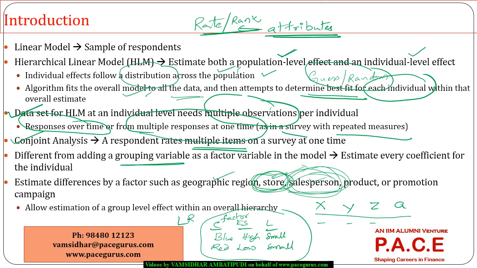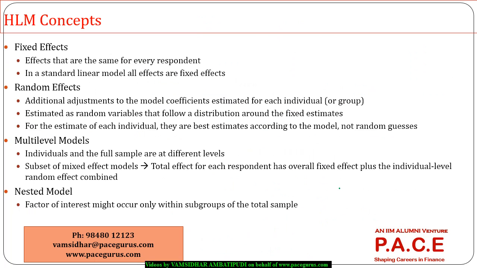The reason why we are calling it hierarchical is that at one point there is an overall model, more and more relating to the entire group, and on the other side we have an individual-level model built after the overall population model is being built. So this is the reason, because there is a two-step process, we are calling it hierarchical linear modeling.